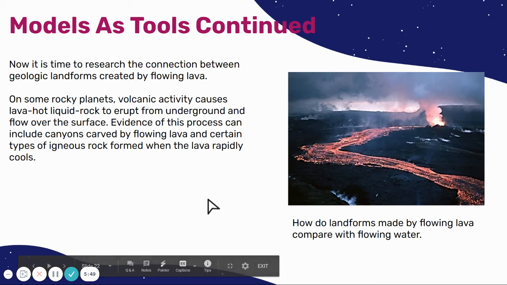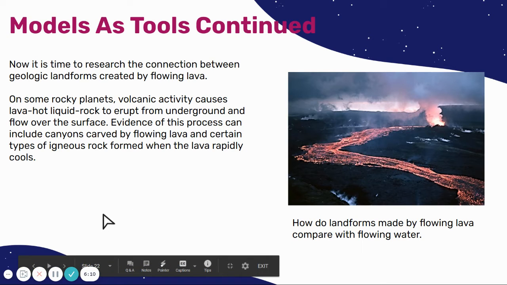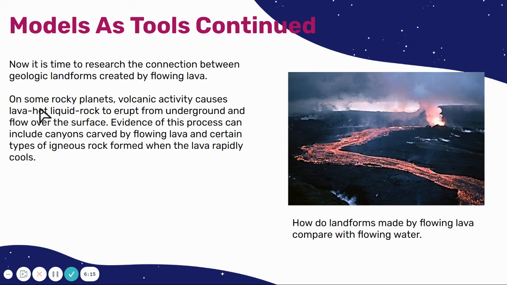All right, now it's time to research the connection between geologic landforms created by flowing lava. On some rocky planets, volcanic activity causes lava, hot liquid rock, to erupt from underground and flow over the surface. Evidence of this process can include canyons carved by flowing lava and certain types of igneous rock formed when lava cools rapidly. I want to really stress that lava is hot liquid rock. It is a liquid, moving through like a liquid, but it is rock.